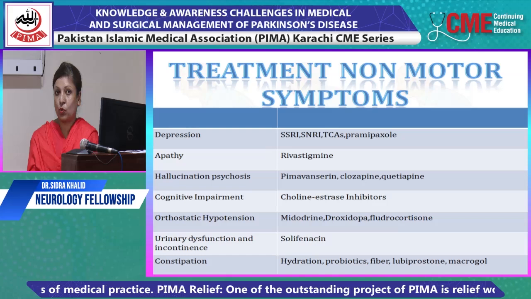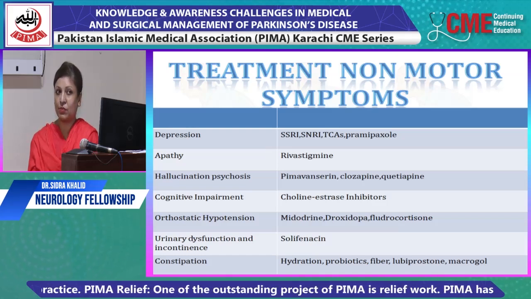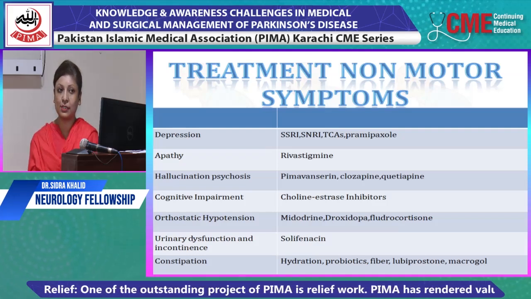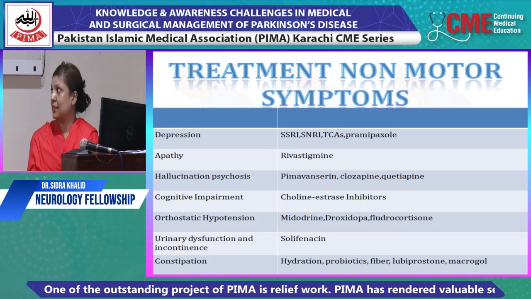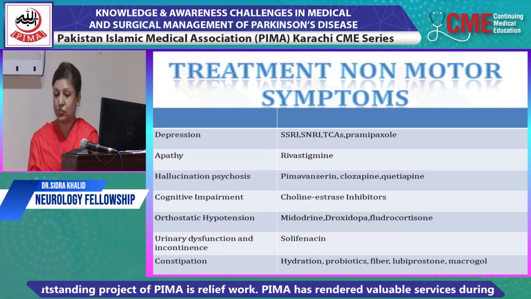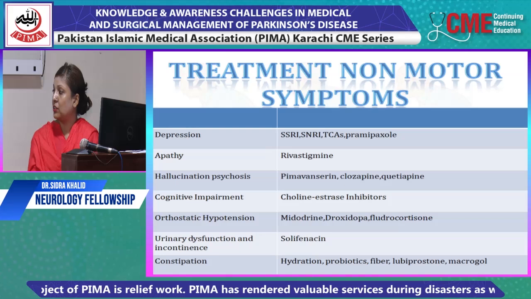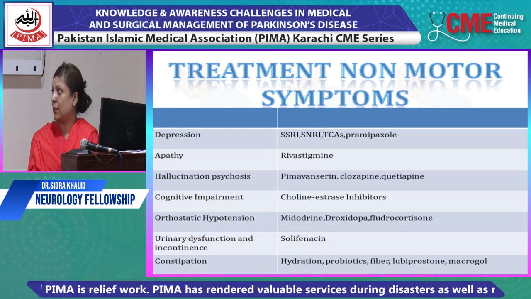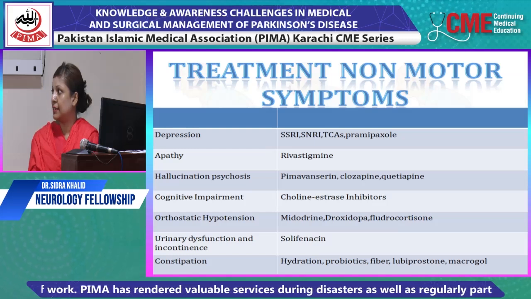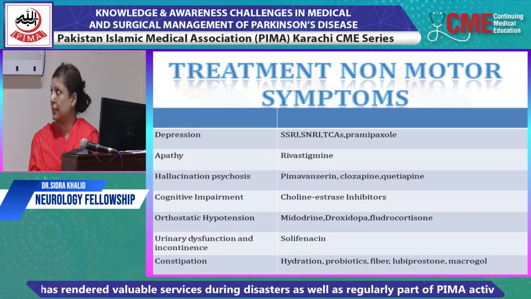Okay, non-motor symptoms. There are some common troublesome non-motor symptoms in patients with Parkinson's disease, including depression, apathy, hallucination, and psychosis. We may give SSRIs, SNRIs, or in case of psychosis, pimavanserin. This is exclusively for patients with Parkinson's disease associated psychosis. If the patient is having orthostatic hypotension, we may start midodrine or fludrocortisone. For urinary dysfunction, we may start solifenacin. For constipation, it is usually hydration, macrogol, probiotics.